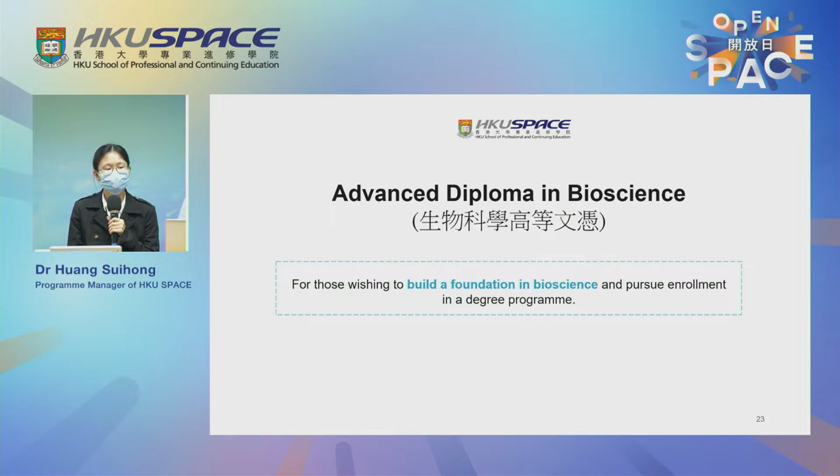So to be more competitive, they might want to enroll in a degree program, but they might not have enough foundation to enroll in a degree program. So this advanced diploma in bioscience is a fit for this group of potential applicants for the HTC program. This program will build a foundation in bioscience and enable you to pursue enrollment in a degree program.